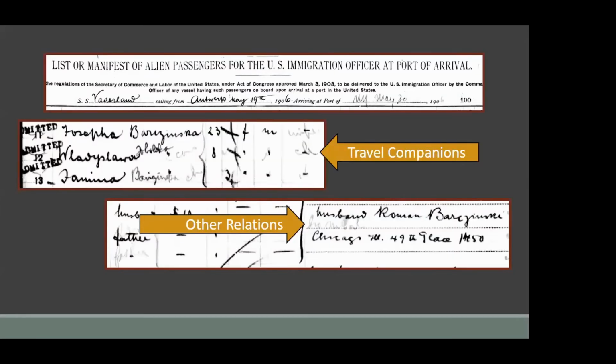So just going back to that one real quick. As you can see here, where the arrow is pointing, it says other relations. It's very, very faint, but it says brother-in-law. And this is our first indication that there might be a relationship here.